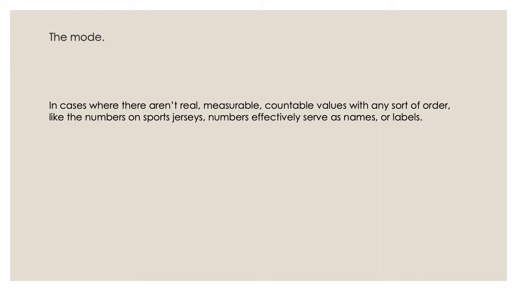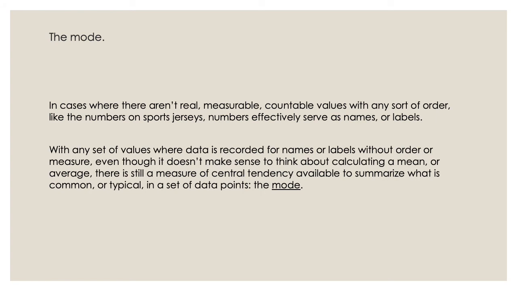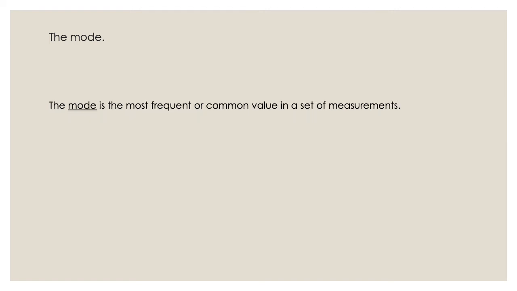In cases where there aren't real, measurable, countable values with any sort of order, like the numbers on sports jerseys, numbers effectively serve as names or labels. With any set of values where data is recorded for names or labels without order or measure, even though it doesn't make sense to calculate a mean or average, there is still a measure of central tendency available to summarize what is common or typical in a set of data points, the mode. The mode represents the most common or frequent value in a data set. So the mode's the most frequent or common value in any set of measurements.